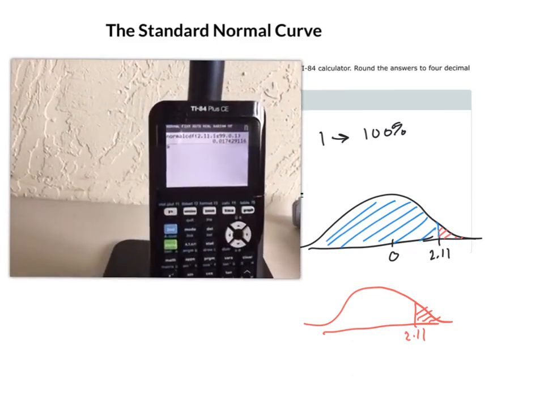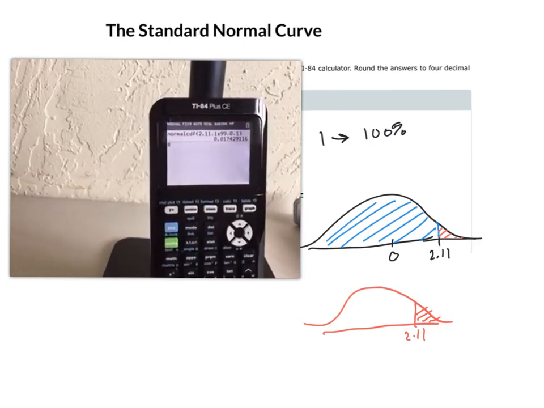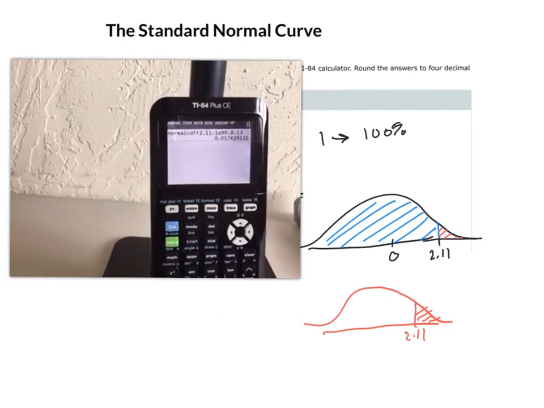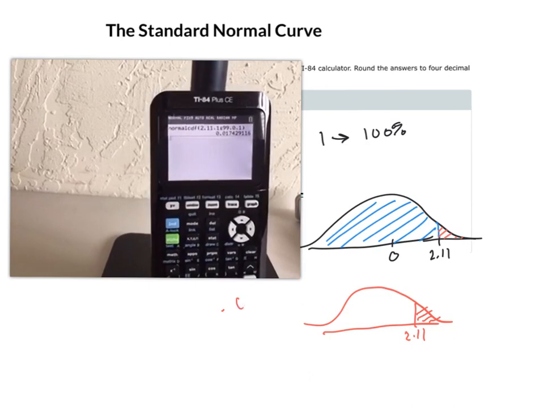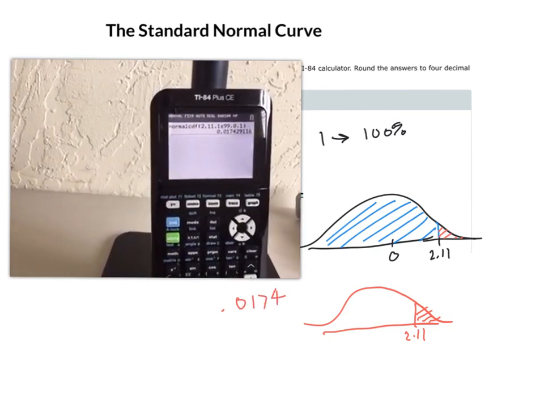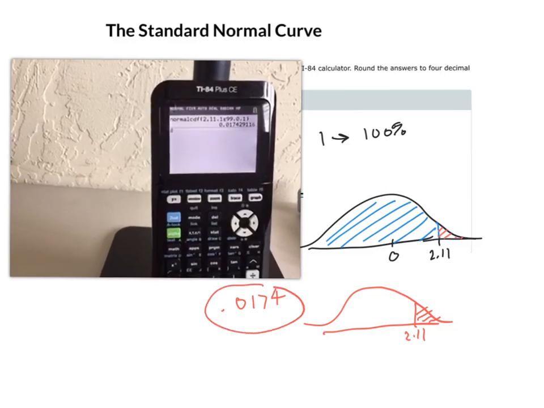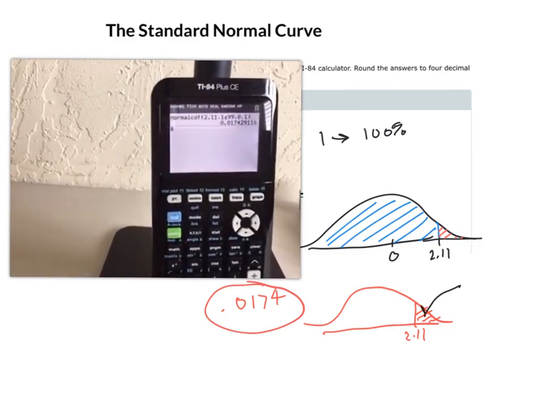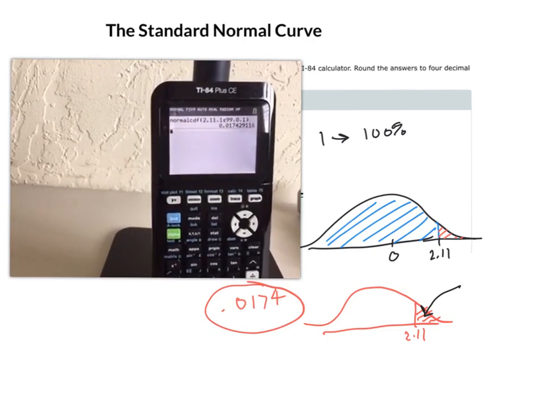I get the probability, and we're going to round this to 4 decimal places. So we get 0.0174, because we rounded to 4 decimal places. So this right here represents that area that's right there.